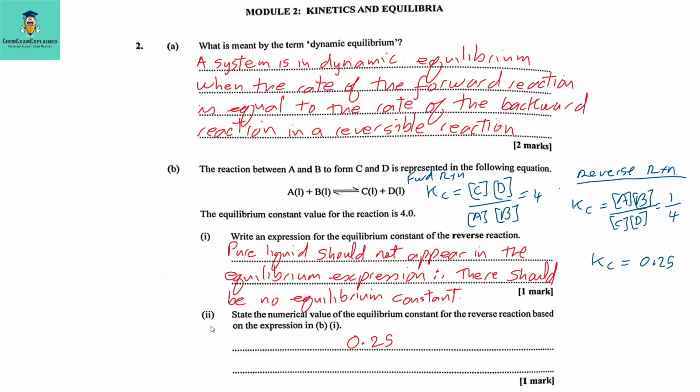So for part 2, state the numerical value of the equilibrium constant for the reverse reaction based on the expression in B1, then our value would be 0.25.